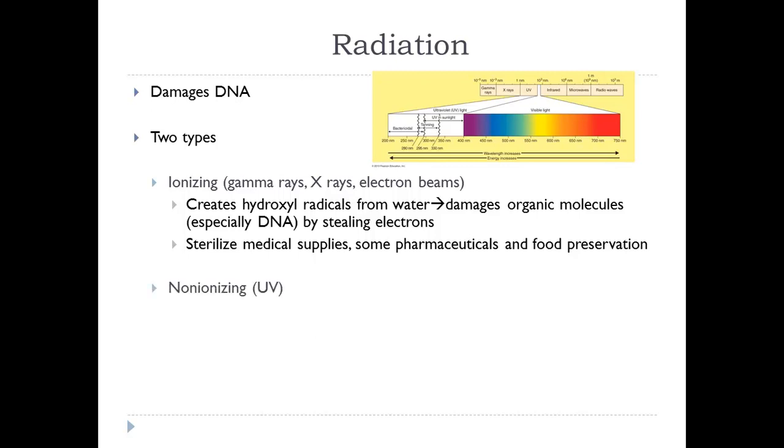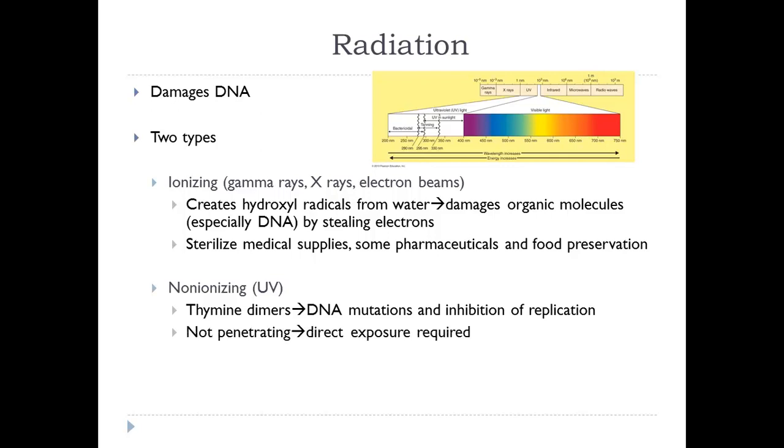Non-ionizing radiation, or UV radiation, has a longer wavelength. So because it has a larger wavelength, it has less energy. It forms thymine dimers, which leads to DNA mutations and inhibition of replication. That low energy means that it doesn't penetrate well. So in order to use UV to kill microbes, direct exposure is required. We use this for vaccine disinfectants and germicidal lamps in hospitals.